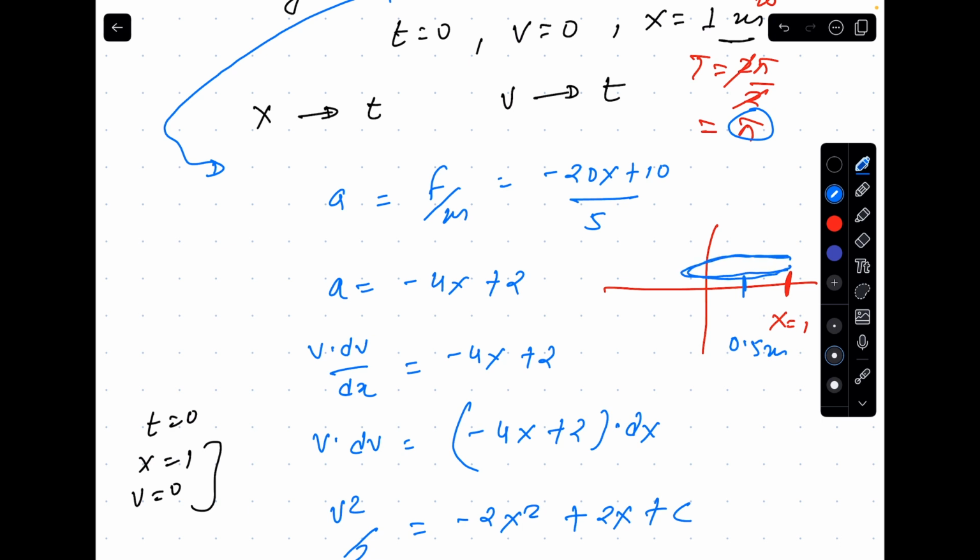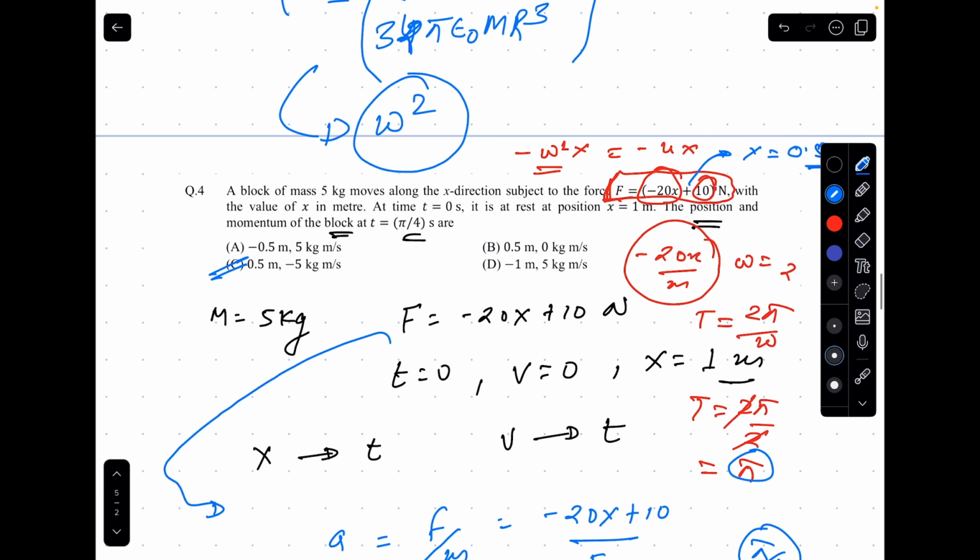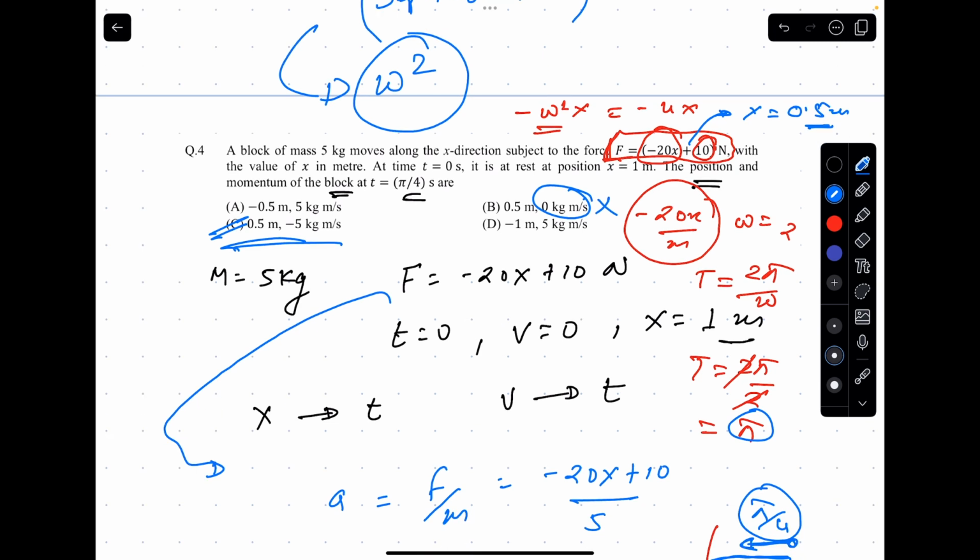So from the extreme position to mean position, the time to go will be pi by 4, right? So you could have told it directly that the x is positive 0.5, okay? And when this is positive 0.5, there is only one option. Of course, we know at the mean position velocity won't be 0, so this is incorrect. So this is how we could have done using the concept of damped oscillation.